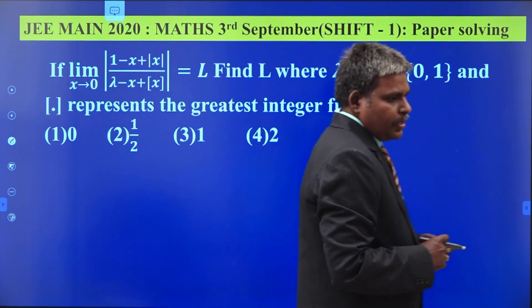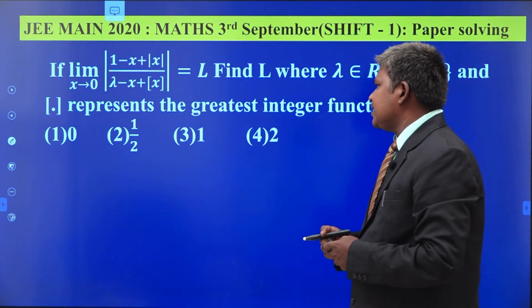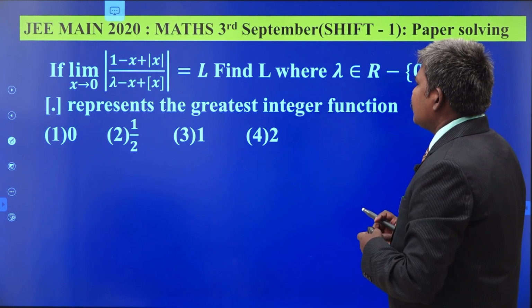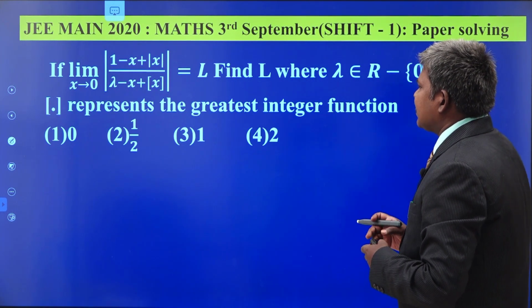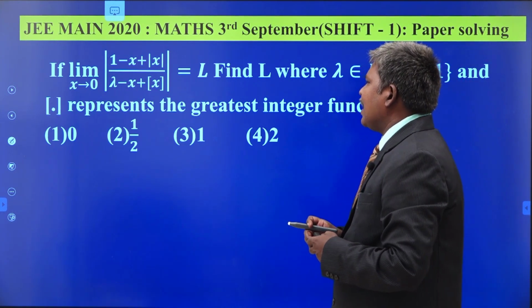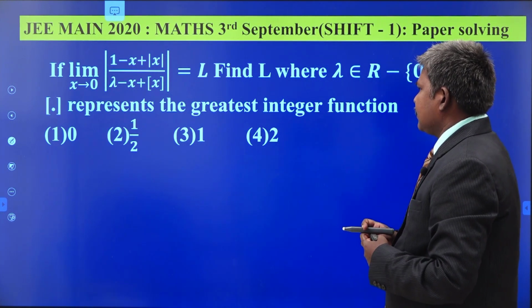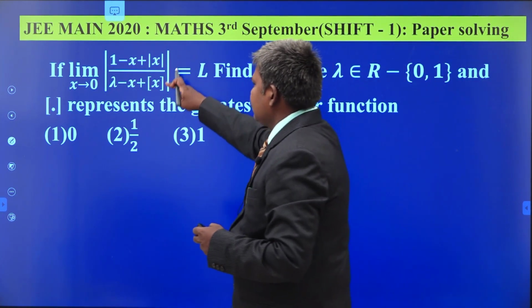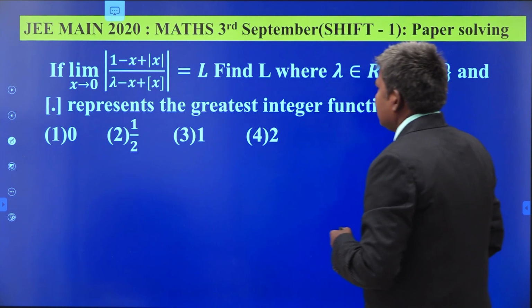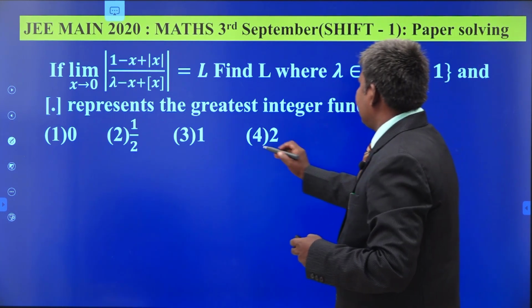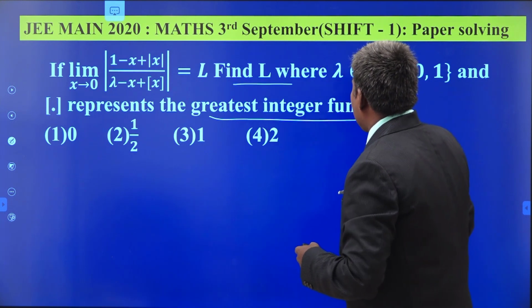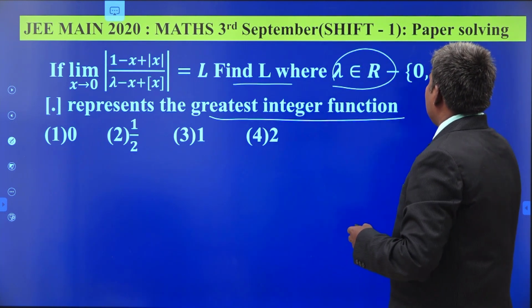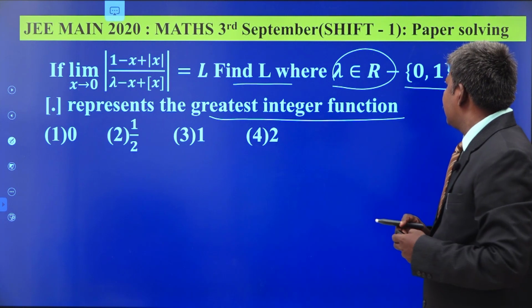See this one. This is a question related to limits. Limit x tends to 0 of modulus of 1 minus x plus mod x, by lambda minus x plus box x, is L. This is the modulus function and this box x is the greatest integer function. Find the value of L where lambda belongs to R minus 0, 1.